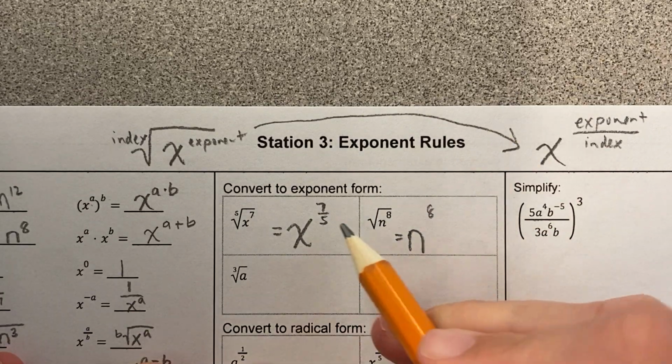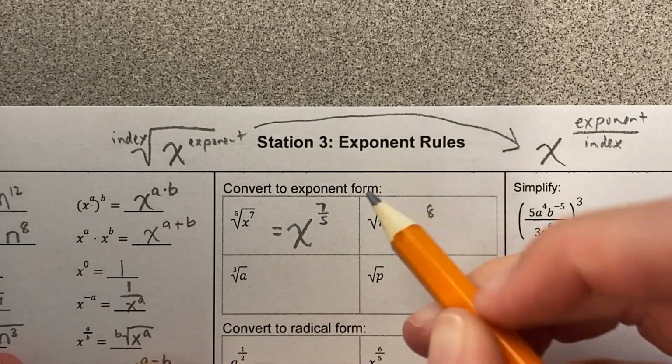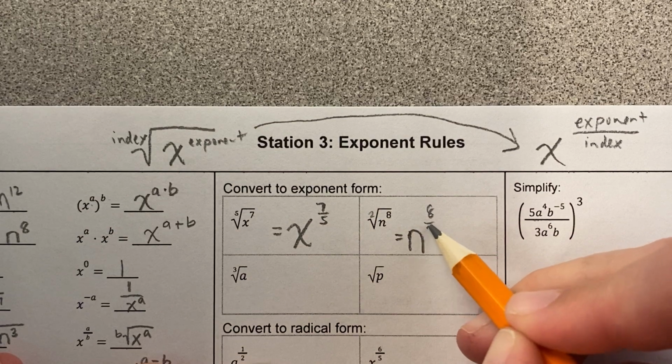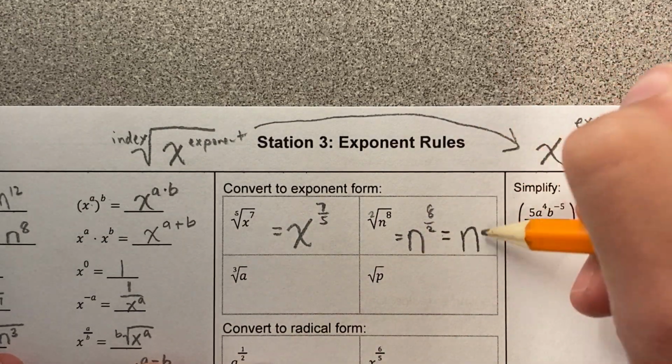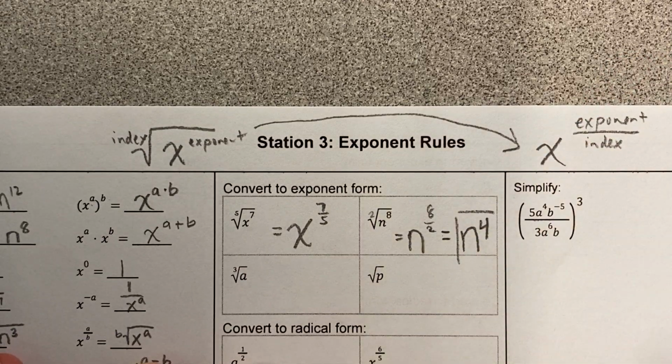What is it? If there's no index written, it's a 2, right? This is the square root. This is 8 over 2, and oh, I can simplify this. 8 divided by 2 is 4. Okay, so make sure you simplify if you can.